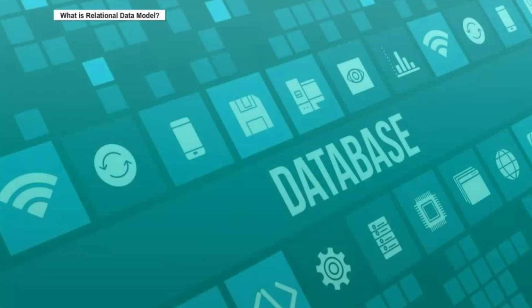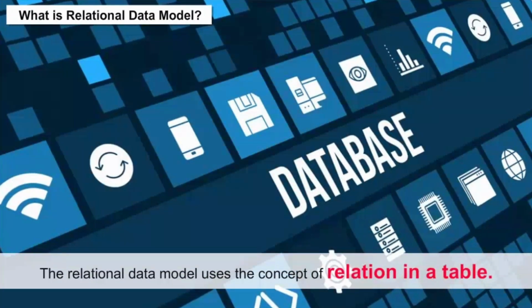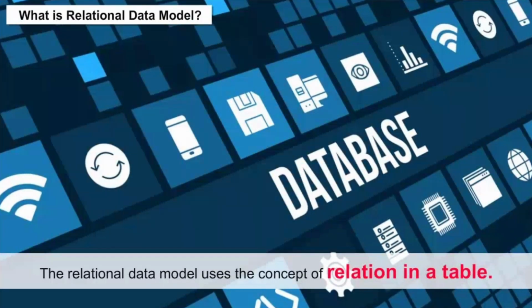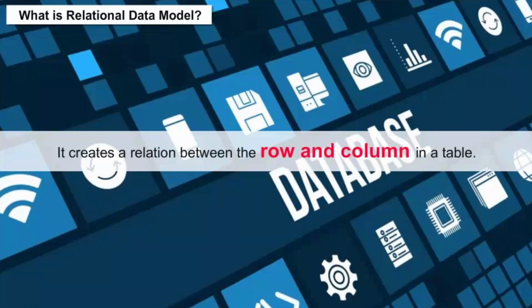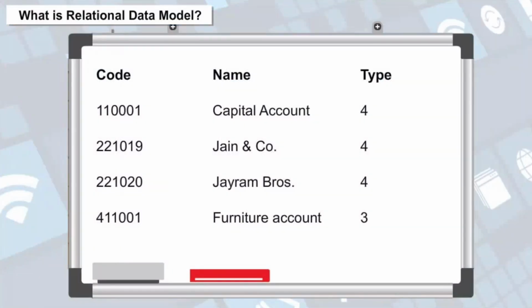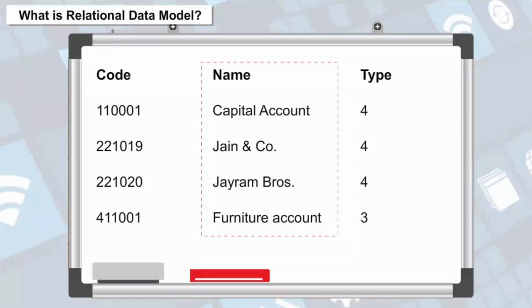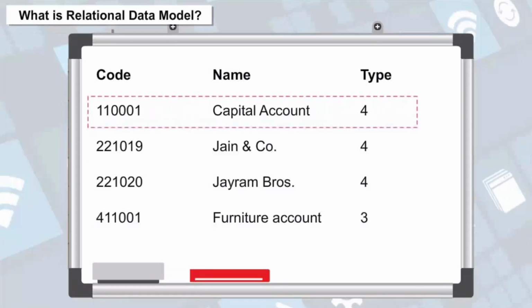RDBMS. What is the Relational Data Model? The Relational Data Model uses the concept of relation in a table. It creates a relation between the row and column in a table. We will take an example of a table, accounts. The table has rows and columns. The column of a table is the name, and data is entered in rows.